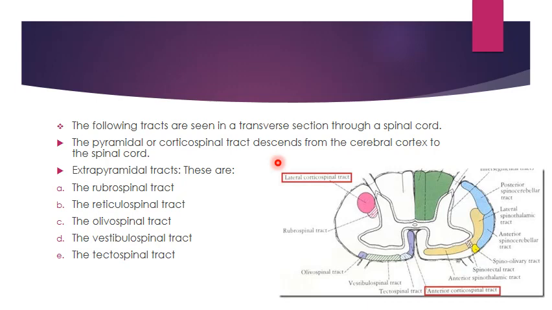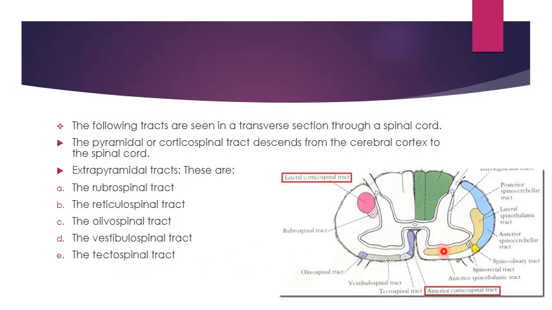When we see a transverse section of a spinal cord, the following descending tracts can be seen, which are of two categories: the pyramidal tracts and the extrapyramidal tracts. The pyramidal or corticospinal tract descends from the cerebral cortex to the spinal cord, and the extrapyramidal tracts are Rubrospinal Tract, Reticulospinal, Olivospinal, the Vestibulospinal, and the Tectospinal Tract.